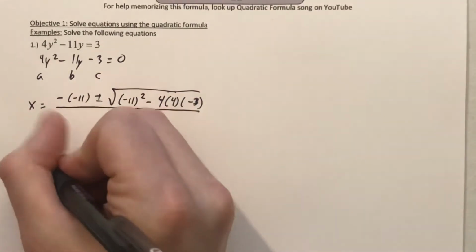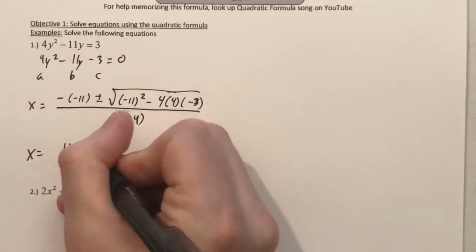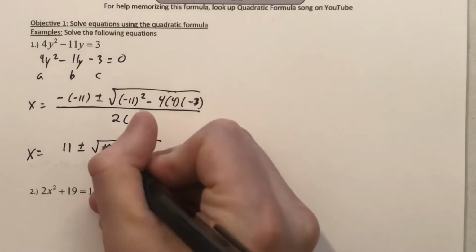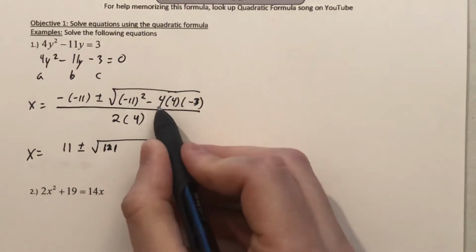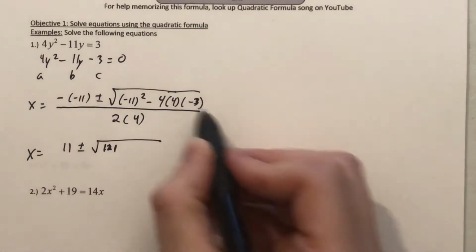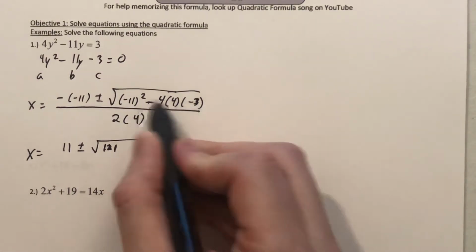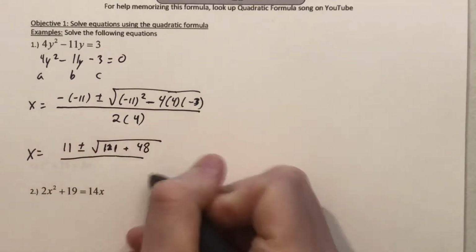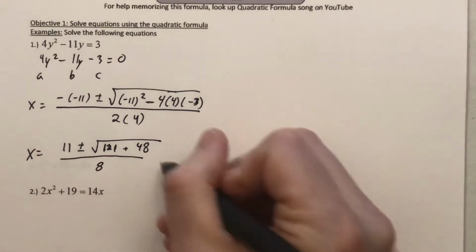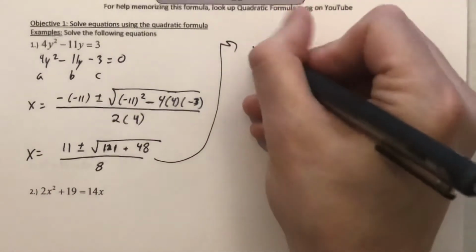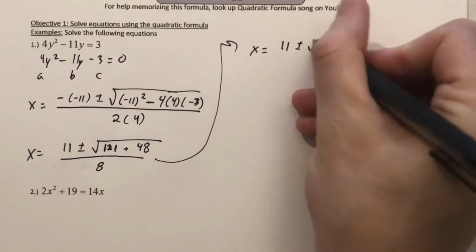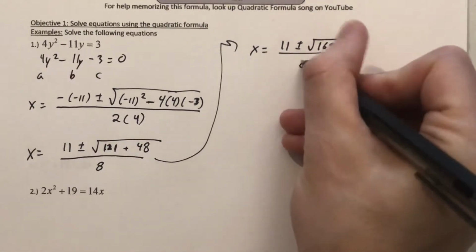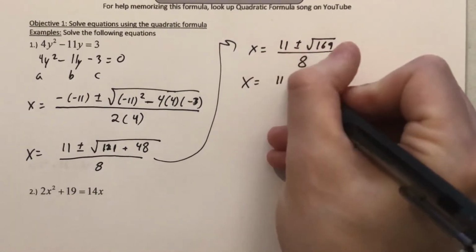Okay, so let's go about simplifying this a bit. Negative of negative 11 is positive 11, plus or minus the square root. Negative 11 squared is 121, and 4 times 3 would be 48. We had a minus sign, but there is a negative, so those multiply to a positive, so it'll be a plus 48, all over 2 times 4, so 8. All right, I'm going to bring this back up here. x equals 11 plus or minus the square root of, so I'll get 169 if I add those two values together, over 8.